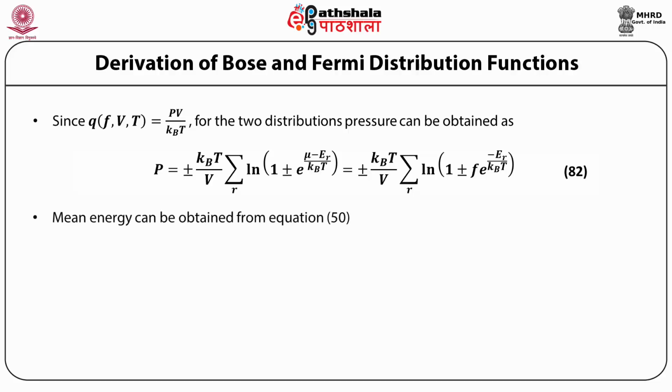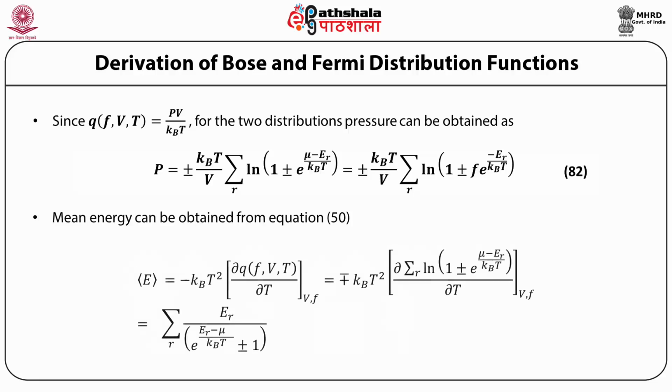Mean energy can be obtained from equation 50, which is mean value of internal energy is equal to minus kBT square partial derivative of Q with respect to T at constant V and f, which is equal to plus minus kBT square multiplied by partial derivative of summation over r log of 1 plus minus e raised to power mu minus er upon kBT with respect to temperature at constant V and fugacity, which is equal to summation over r of er upon e raised to power er minus mu upon kBT plus minus 1.